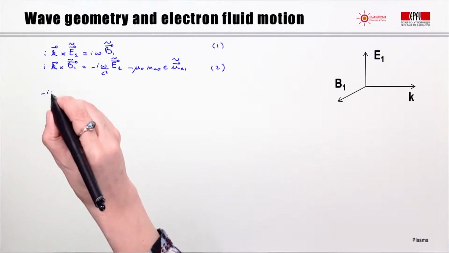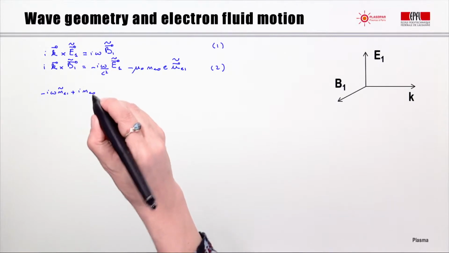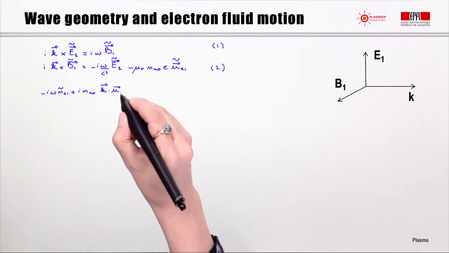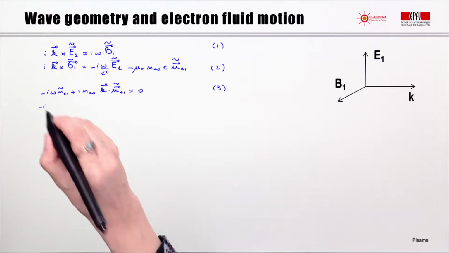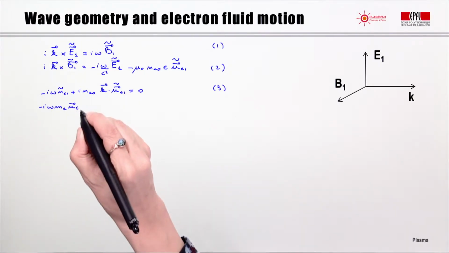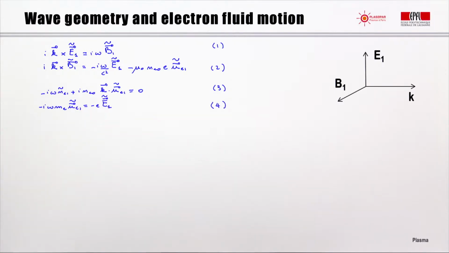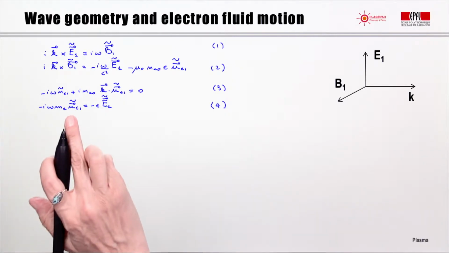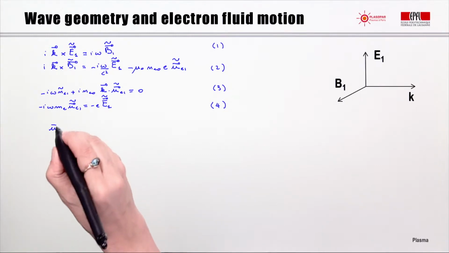Then we can write and linearize the fluid equation for the Fourier transform of the electron density and velocity. So this is continuity equation, linearized. And this is the momentum conservation equation, linearized. We have now as many equations as unknowns, one scalar and three vectors. We can then solve this system. To do so, we will express the velocity of the electrons as a function of the electric field.